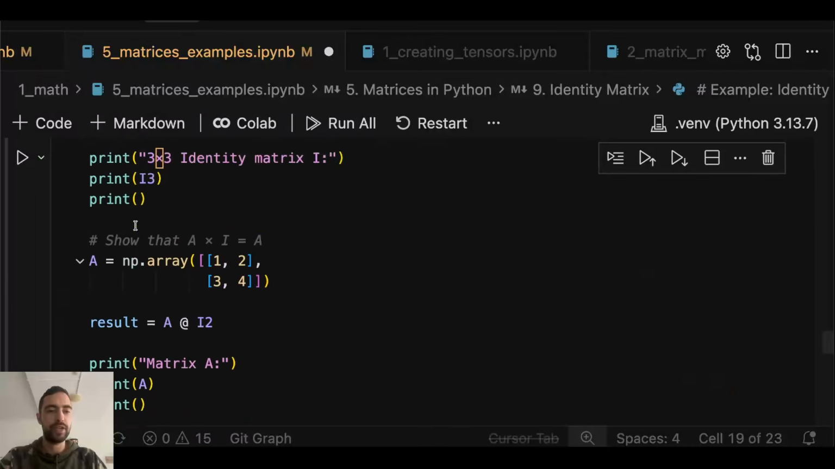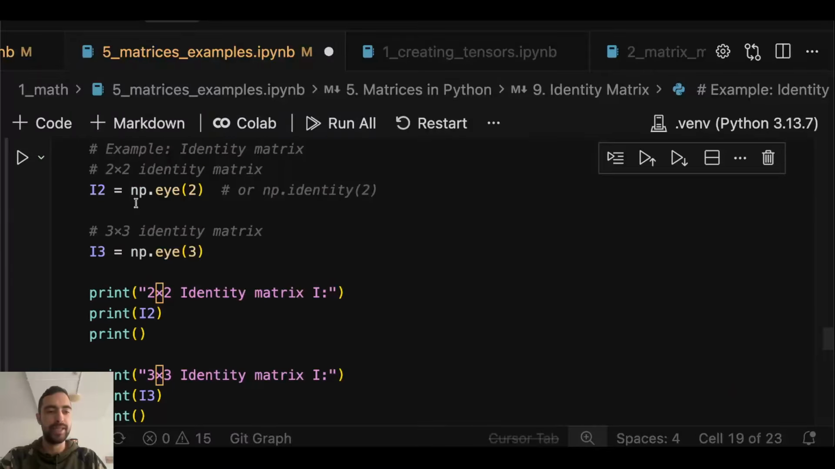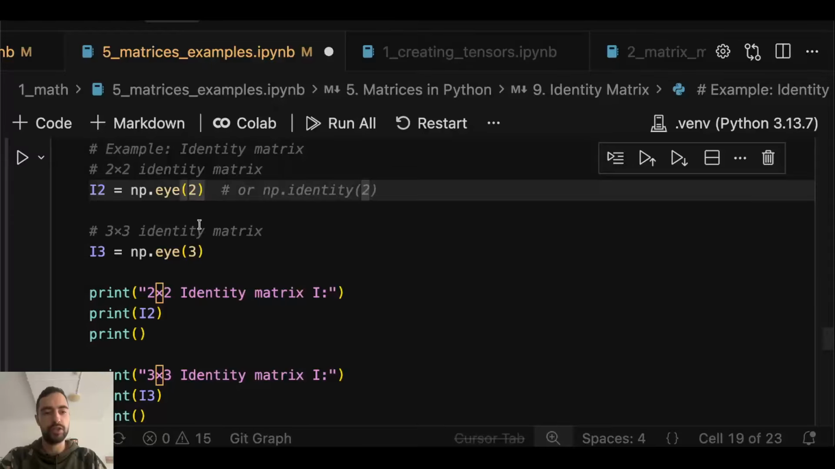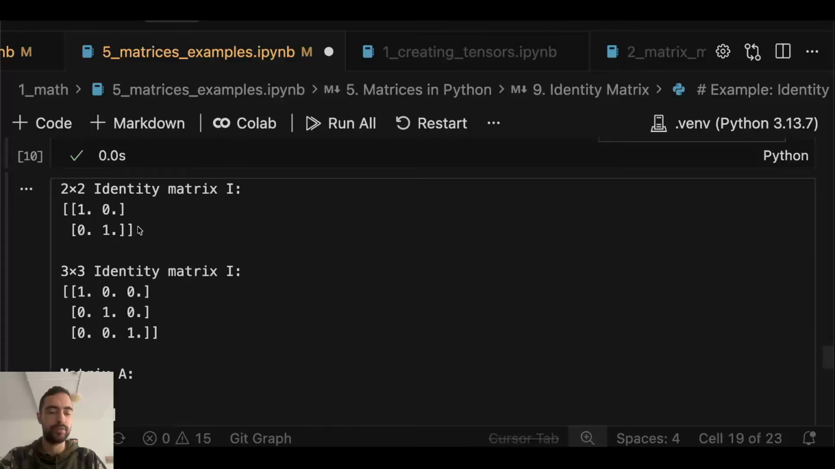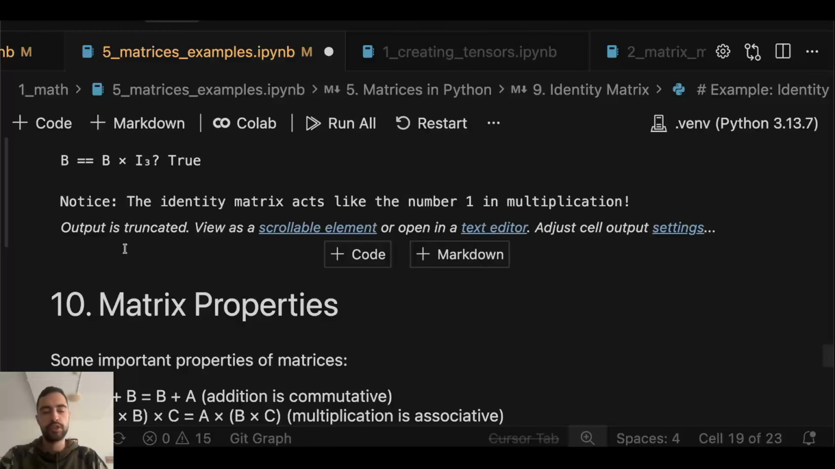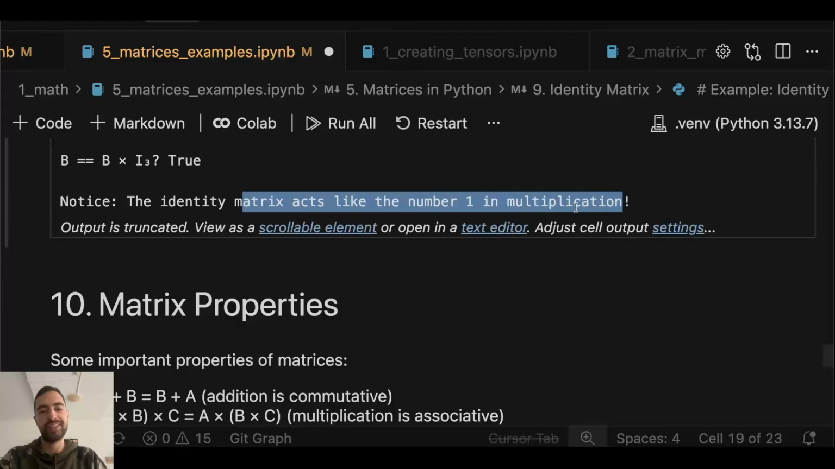And in Python, you can create identity matrix by saying np.eye and then how many rows and columns. So 2 or 3 or whatever the number is. So this is 2 by 2, this is 3 by 3, it can be any number. So identity matrix acts like the number 1 in multiplication, so it doesn't change the thing it's multiplying.